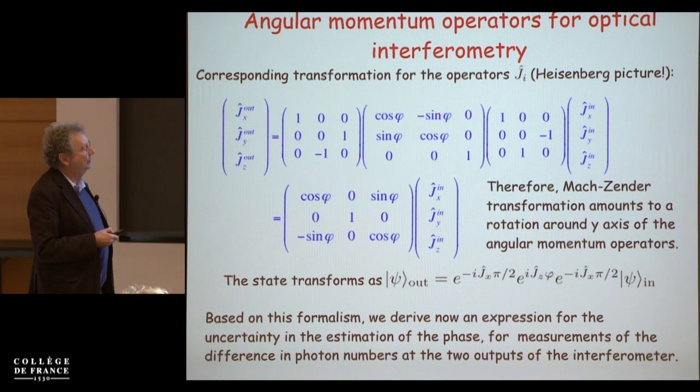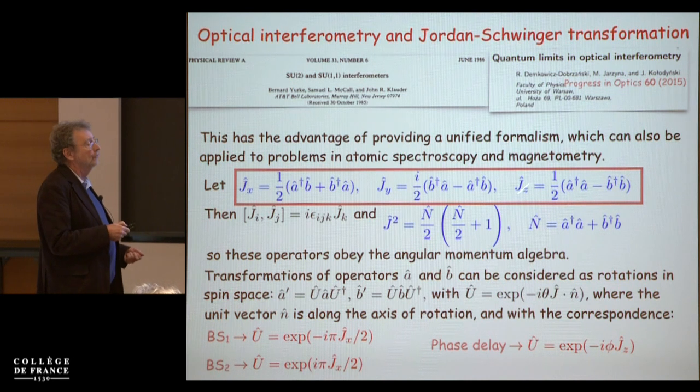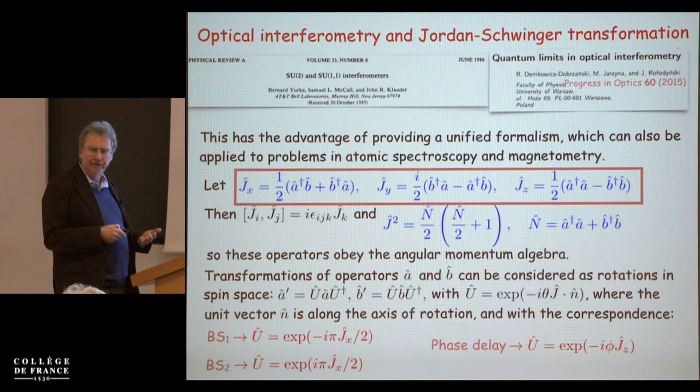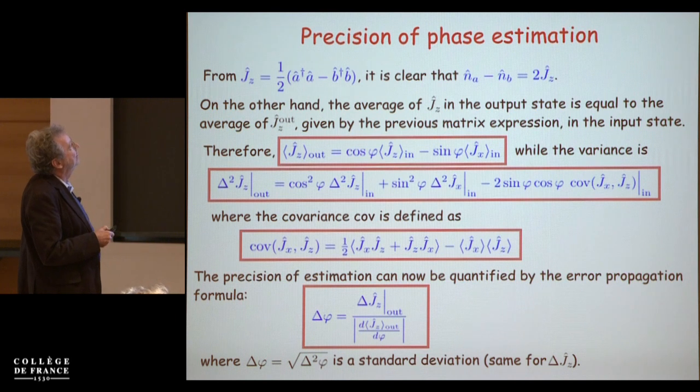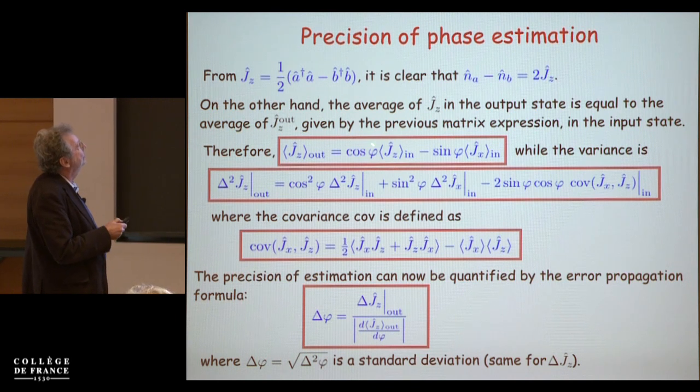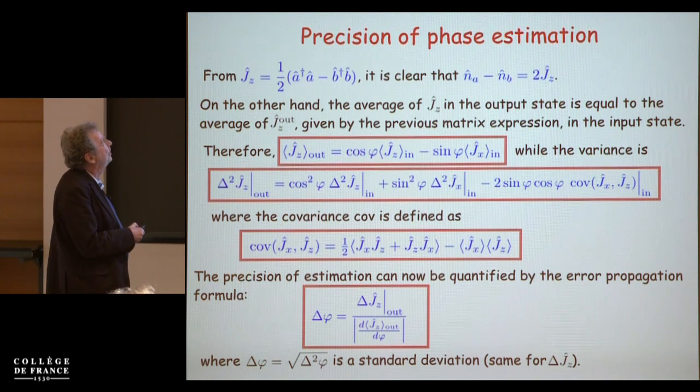Now you see, if you are interested in the difference in photon numbers, that means that we are going to measure Jz, because Jz is the difference between the photon number operators in A and B. Okay? So that's our aim, to measure the average value of Jz, and we want to know what's the uncertainty in this measure, which will depend, of course, on the variance of Jz. Now, I'm going to give you several examples of that, but first some general expressions. That's what we want to measure, because this difference in the number of photons is equal to 2Jz.